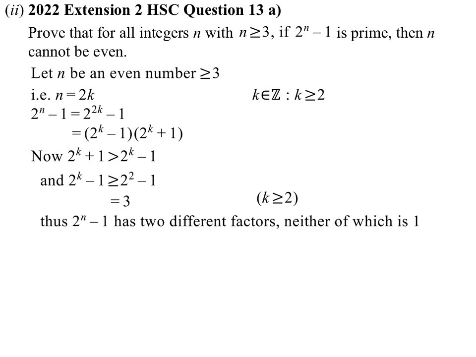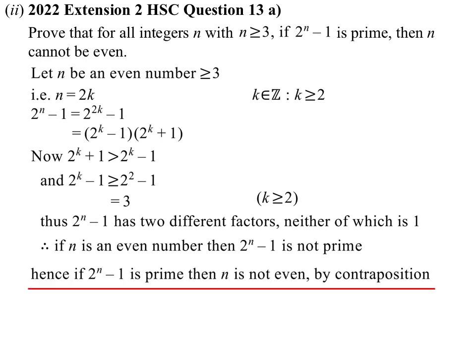So therefore, 2 to the power of n minus 1 has 2 different factors, and neither of those could be 1. We've shown that both of those are bigger than 1. Therefore, if n is an even number, then 2 to the power of n minus 1 is not a prime number. Now for the contrapositive, that means if 2 to the power of n minus 1 is prime, then n is not even by contraposition.